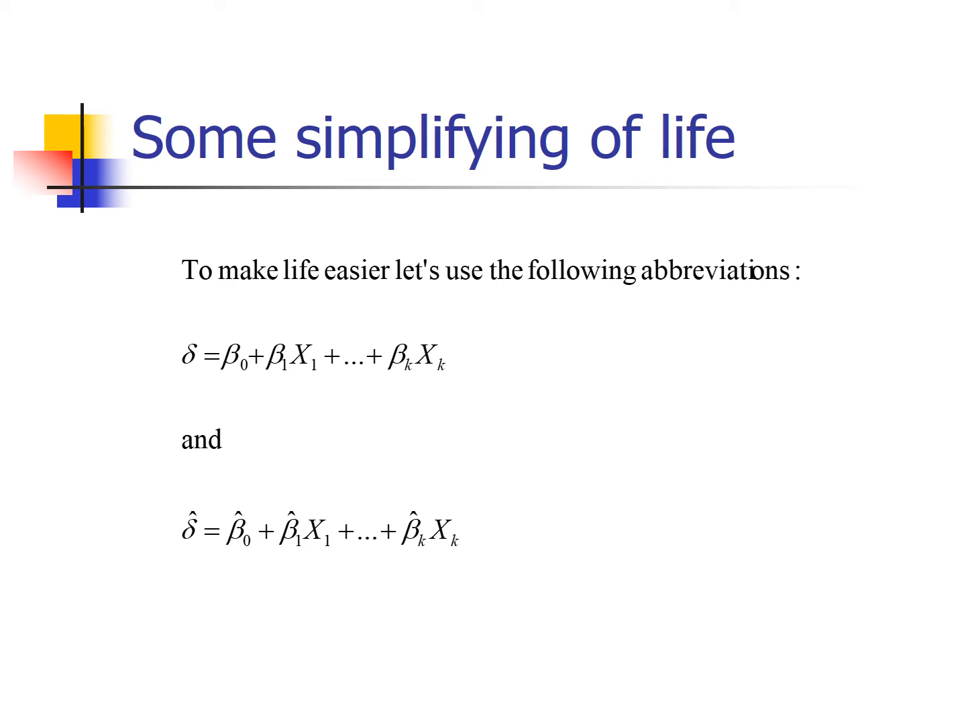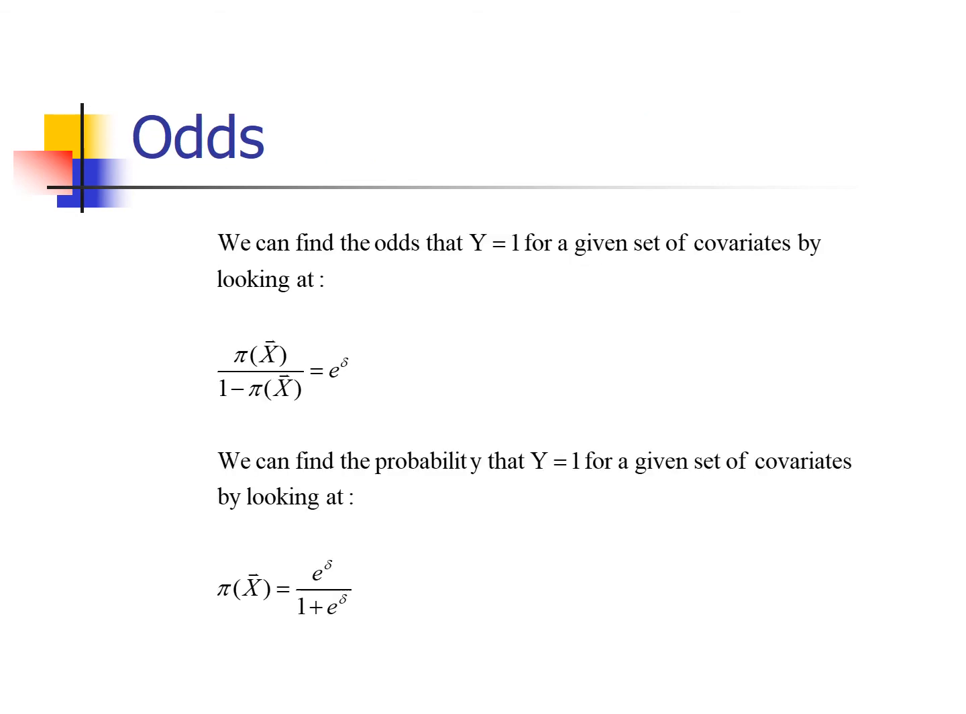And that's going to require a little bit of notation. So to make our life a little bit easier, let's use that delta symbol as just a shorthand notation for a linear combination of x's. So delta is just that usual linear combination of x's. And in reality, we won't know the true betas, so we're going to have to estimate them. And so that'll give us, of course, our estimate delta hat.